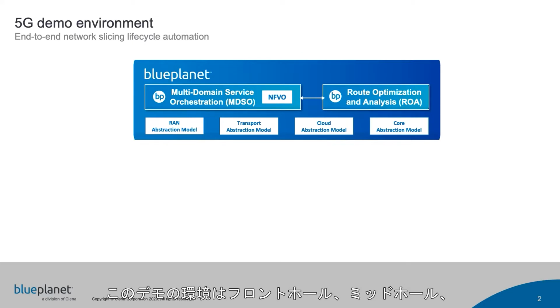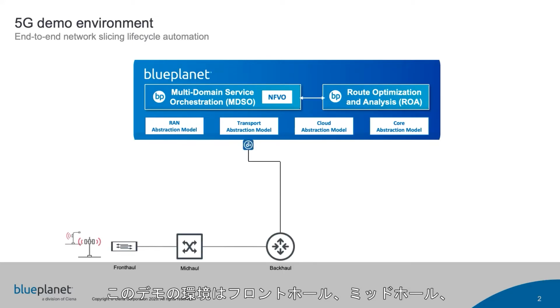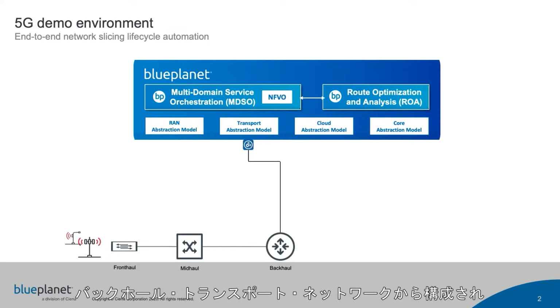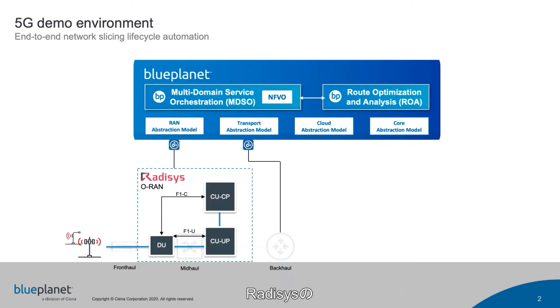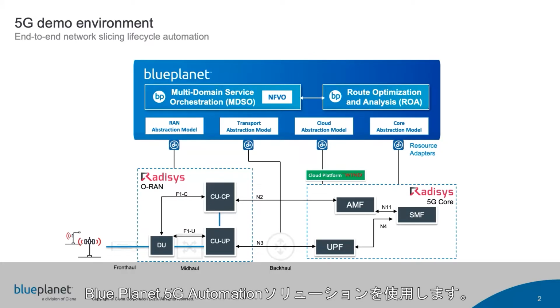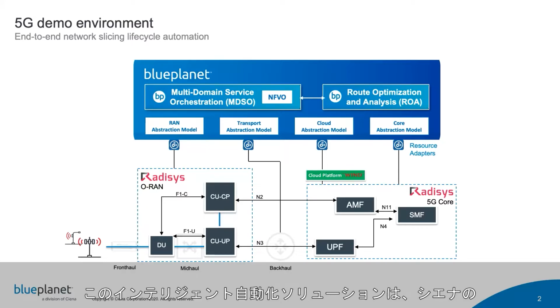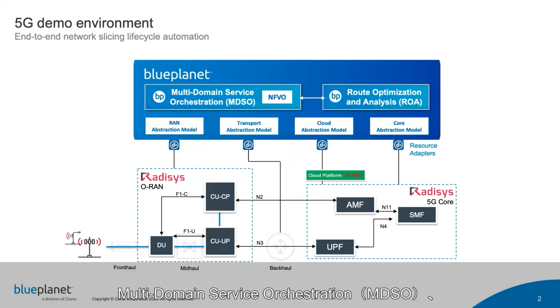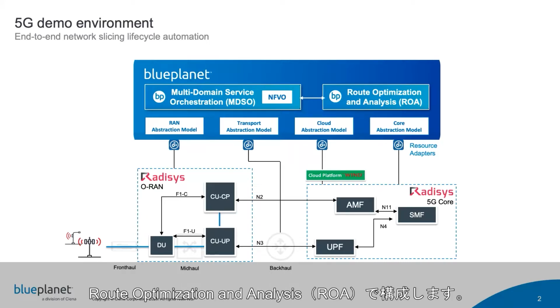The environment for this demo consists of a front haul, mid-haul, and backhaul transport network, which connects the virtualized RAN and virtualized 5G core domains, both powered by our demo partner Radisys. Finally, for zero-touch slice lifecycle management, we have the BluePlanet 5G automation solution. This intelligent automation solution is built on our multi-domain service orchestration or MDSO, NFV service orchestration or NFVO, and route optimization and analysis or ROA products.